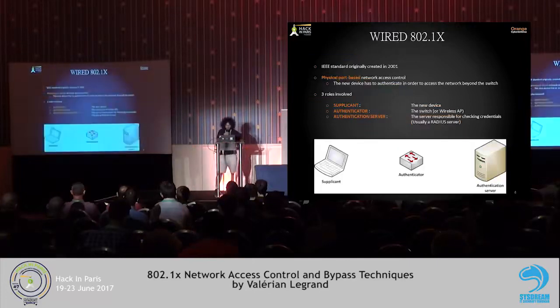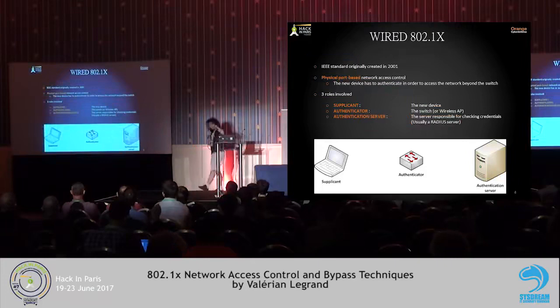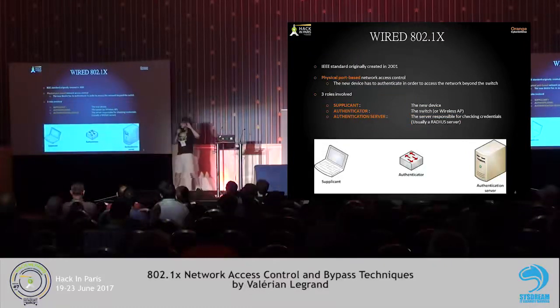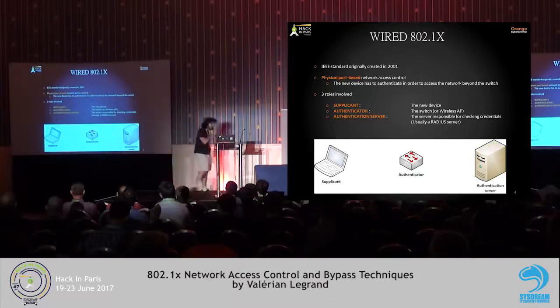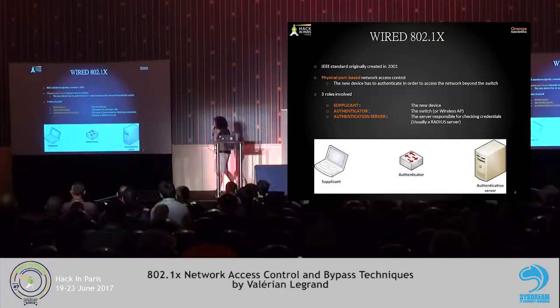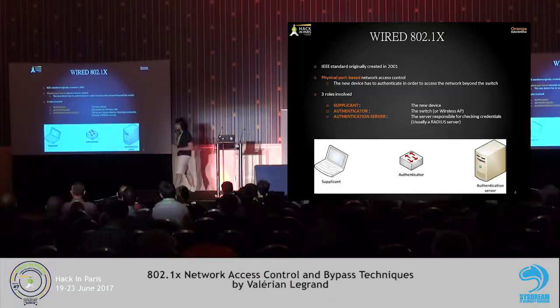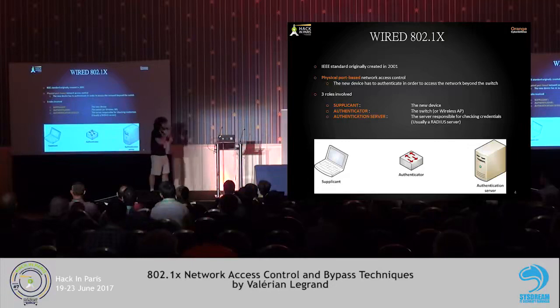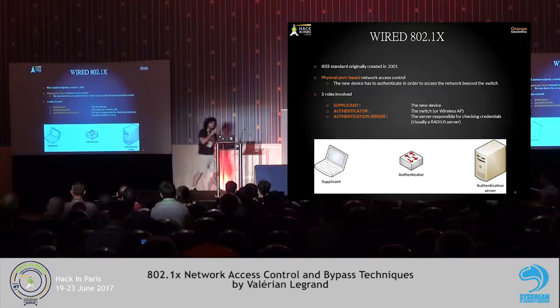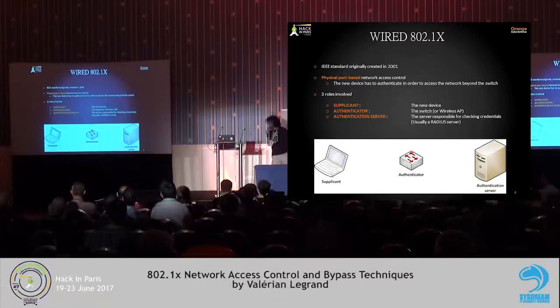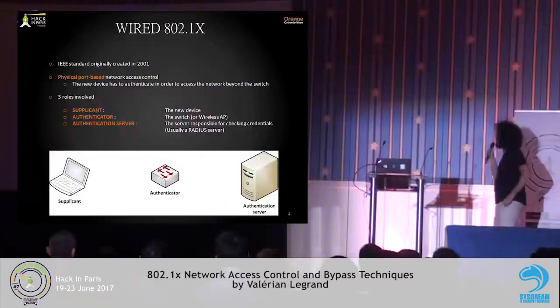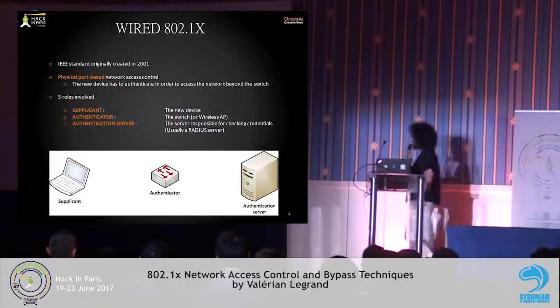So, let's go. The 802.1x standard is pretty recent in the history of network protocols, as it was created in 2001. And the goal of 802.1x was to provide physical port-based network access control. So basically, the goal is to authenticate new devices willing to connect to your corporate network, either through Wi-Fi, but here we are talking about wired .1x.